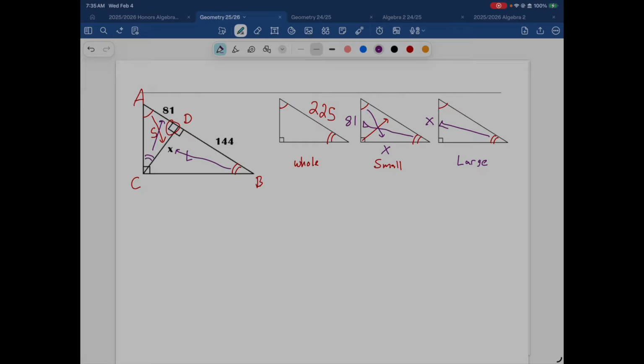Now I have the opposite the 1. I don't have a 1, so I can go ahead and put a 1 there. Opposite the 1 is 144. So this is going to be 144. So now I have all of my stuff found. Now I just want to find X.